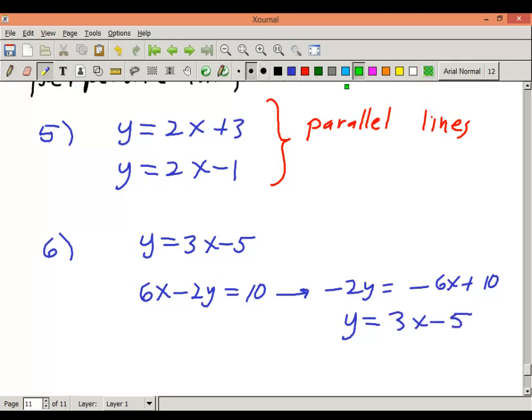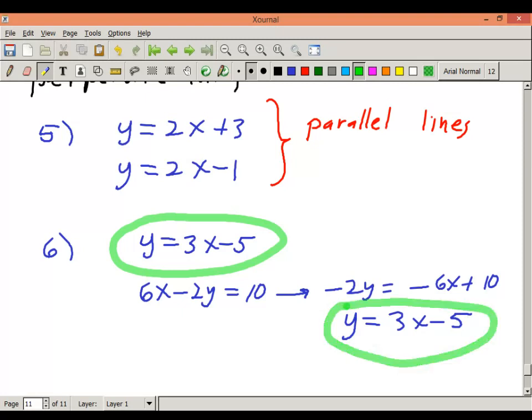Now take a nice hard look at this first equation. After we took that second equation and solved it for y, put it in slope-intercept form, it turns out that they're the same. So those are the same line. They're not parallel and not perpendicular. They're just the same line. They coincide with each other.